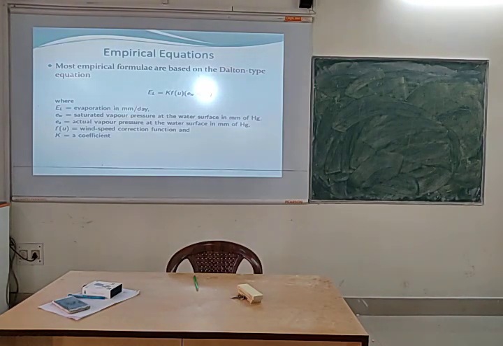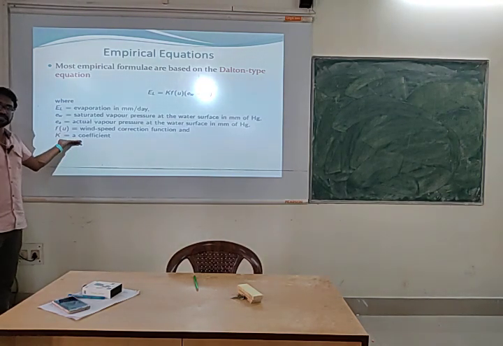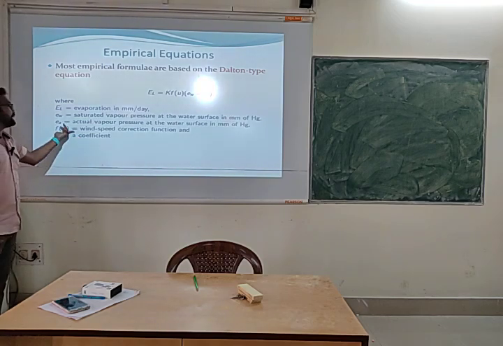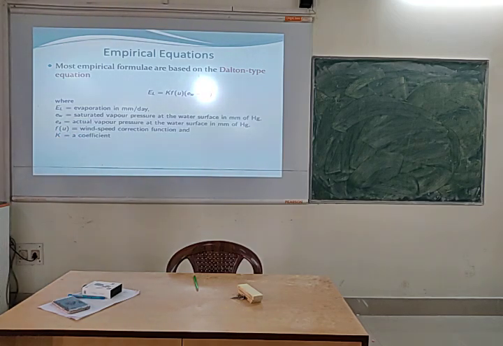Now, what EW and EA are, we have already seen, right? The remaining things are K and FU. K is nothing but the coefficient, and FU is the wind speed correction factor. Obviously wind speed should be one consideration while finding the evaporation, because we have already seen the factors which affect evaporation. One of them was wind speed.